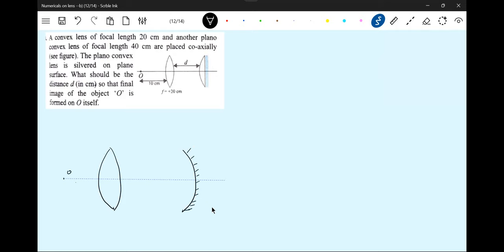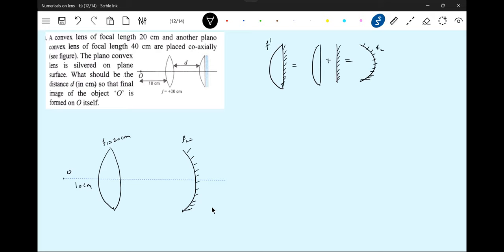Object is here. 10 centimeters, focal length F1, 20 centimeters. This we will calculate. Now the silvered lens, plano-convex lens, silvered, it is equal to plano-convex lens plus plane mirror. That should be equal to a concave mirror. The focal length of this is what we know, F dash 40 centimeter given. Or FL, I write it. This is FL. Focal length of plane mirror is infinity.